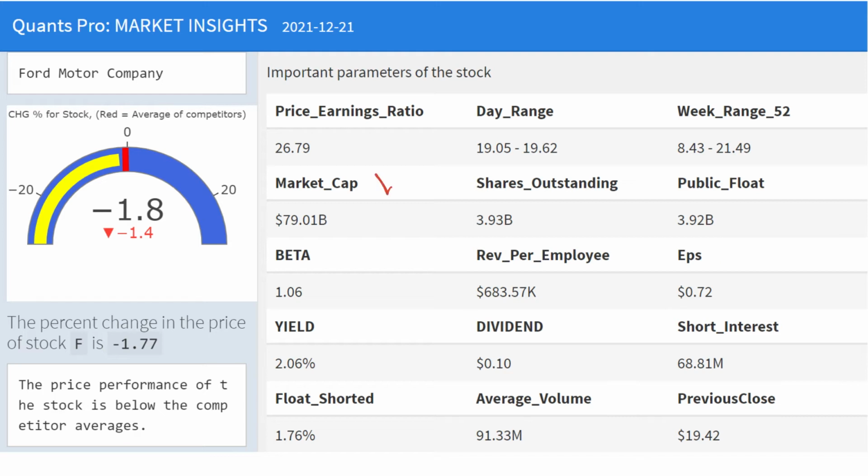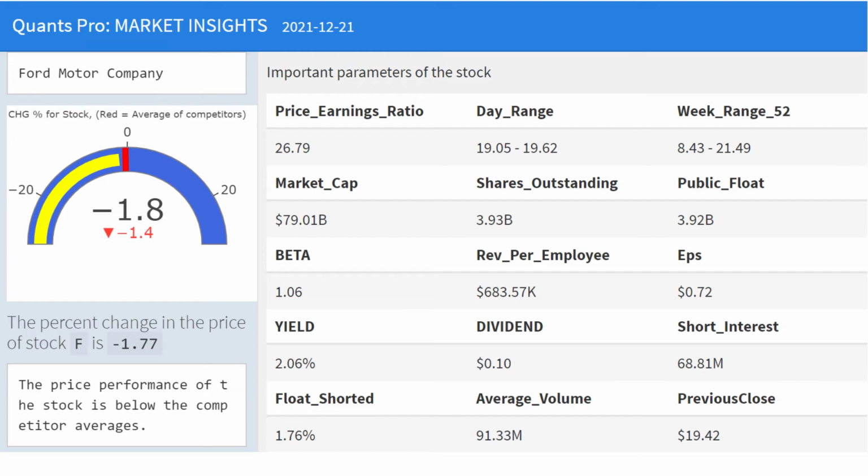The market capitalization value, which expresses the weight of the company's performance in the market, is $79.01 billion. Public float value is also approximately 3.92 B. The stock of the company closed at 1.4 with an average volume of 91.33 M. While the stock oscillated in the range of 19.05 to 19.62 during the day, the 52-week movement range was 8.43 to 21.49. After talking about some descriptors for you, let's look at the return performance of the company.